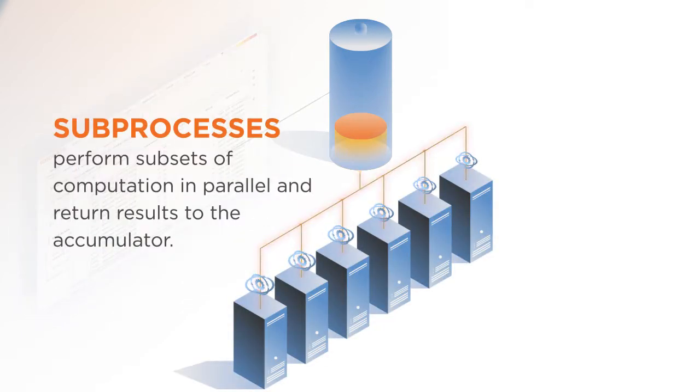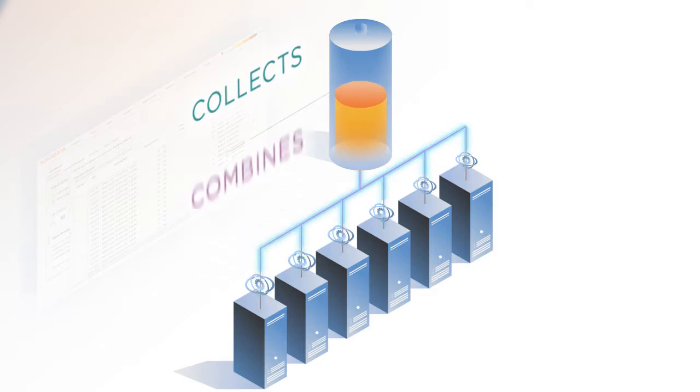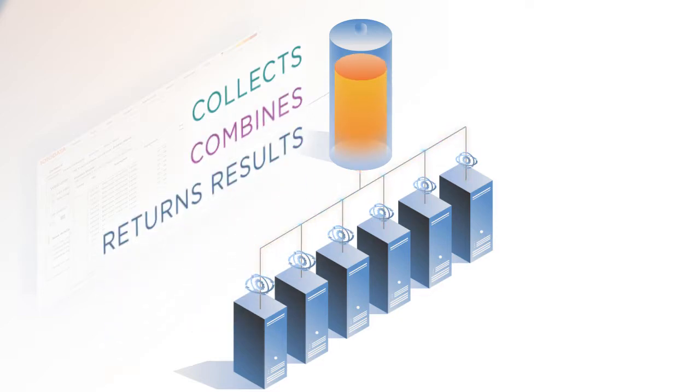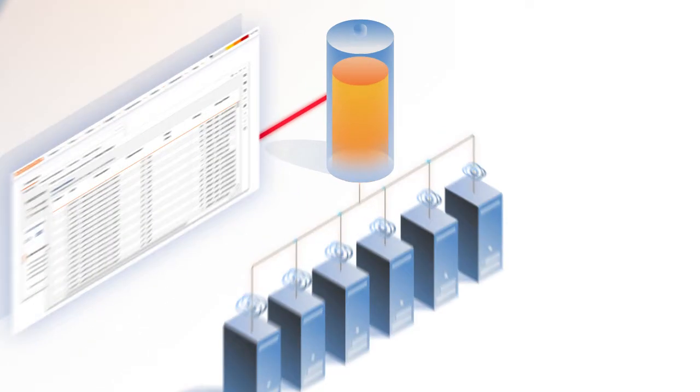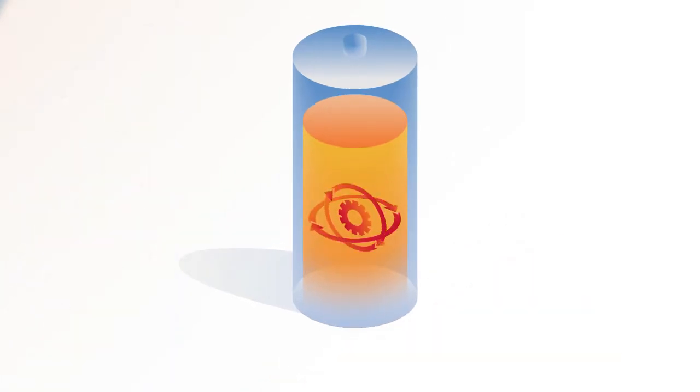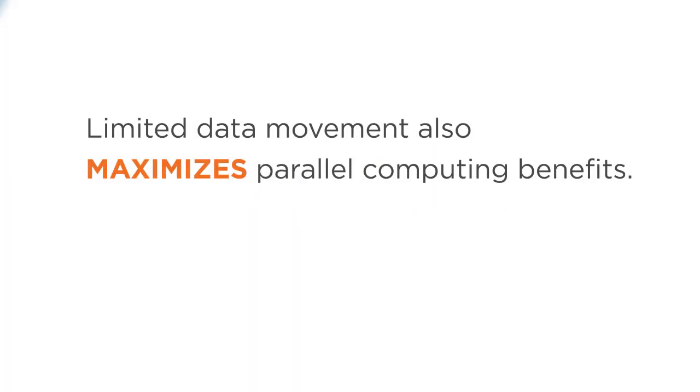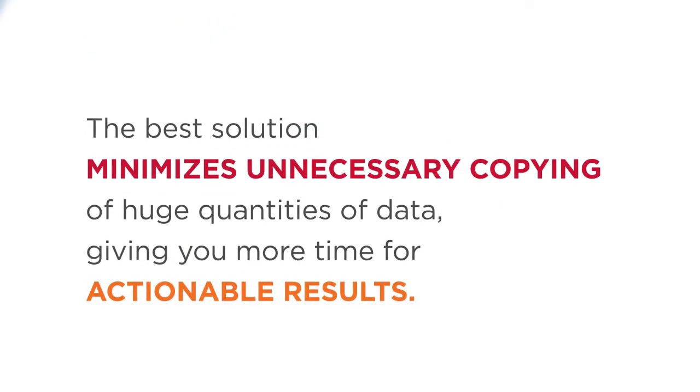Subprocesses perform subsets of computation in parallel and return results to the accumulator. The accumulator collects, combines, and returns these results. It also runs computations that can't be done in parallel. Limited data movement also maximizes parallel computing benefits. The best solution minimizes unnecessary copying of huge quantities of data, giving you more time for actionable results.